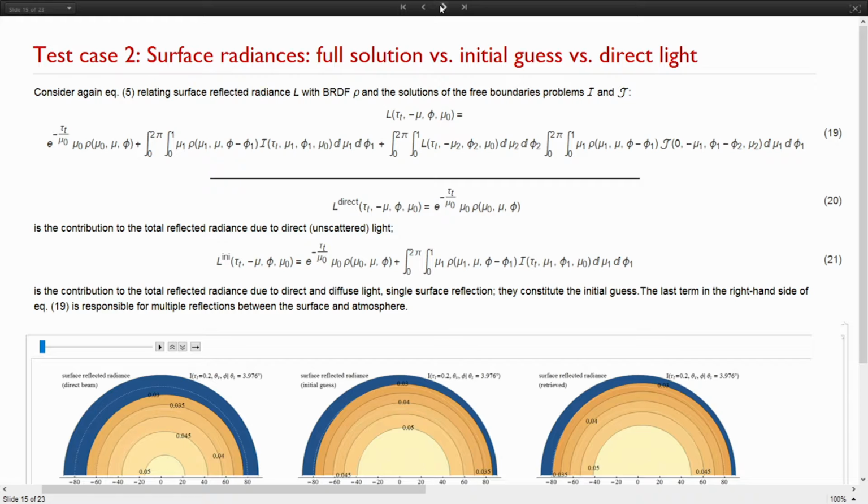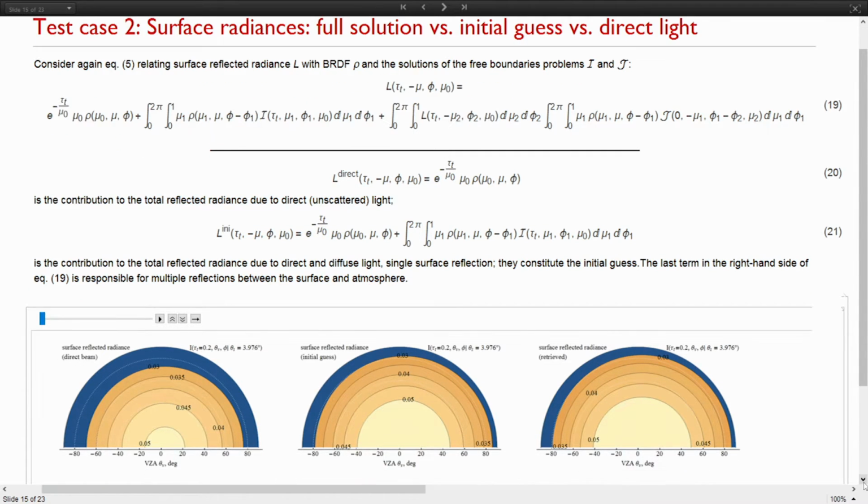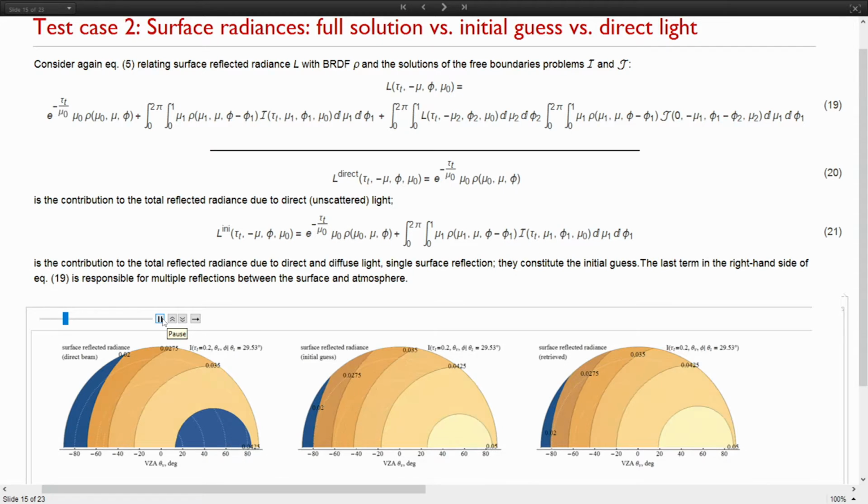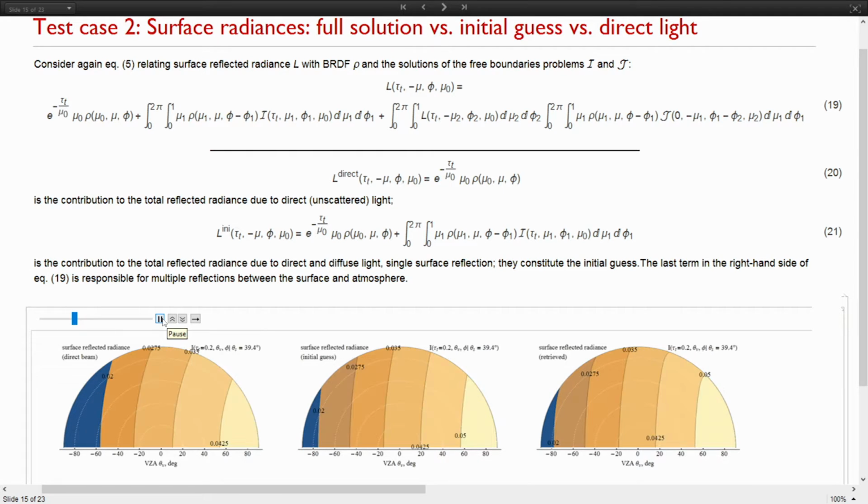Now, it is important to see the contributions of different terms of the equation I considered to the total solution. So I considered the direct light contribution given by equation 20, and my initial guess given by the sum of the first 2 terms on the right-hand side, and the total solution. So the comparison is shown in this animation. Direct light contribution on the left, initial guess in the middle, and the total solution on the right.